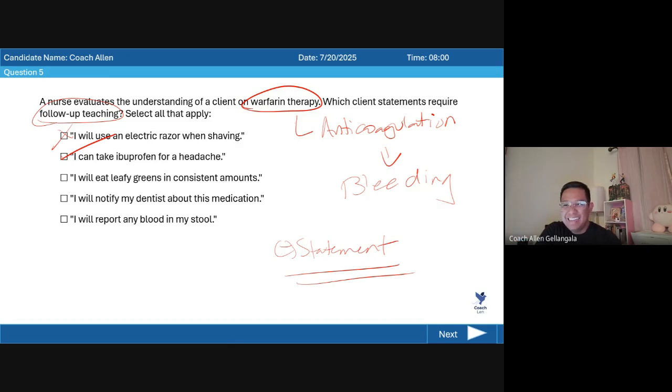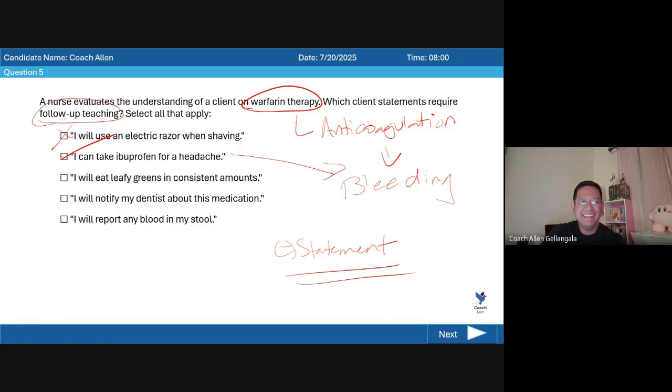An NSAID is a problematic item with warfarin because it creates platelet degradation. Your NSAID has some antiplatelet properties, so this would actually lead to bleeding. Okay? I will eat leafy greens in consistent amount.